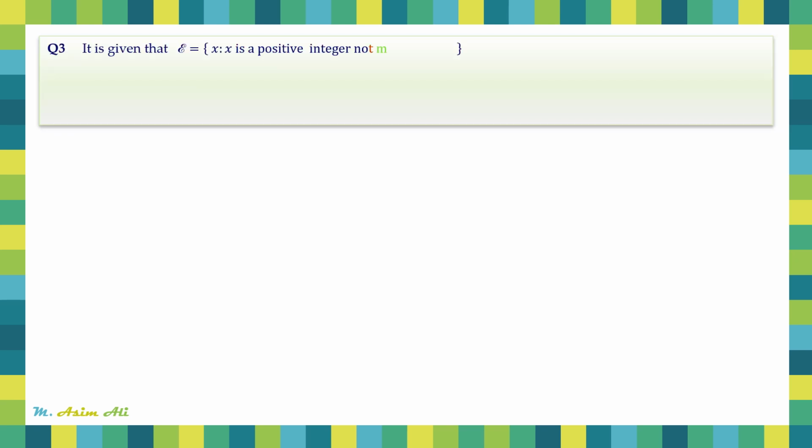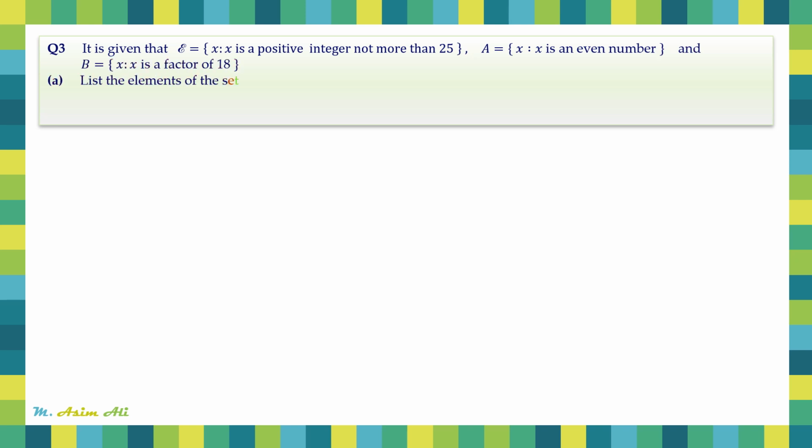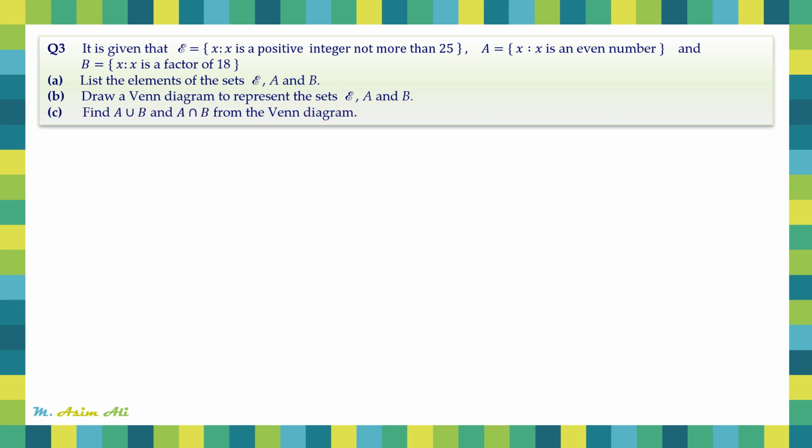In question number 3, we have been given a universal set, which is a set of elements x such that each x is a positive integer not more than 25. All positive integers which are equal to or less than 25 will come in this set. Set A is the even numbers. Whatever set A is, it should come from the universal set. No element in set A is going to come out of the universal set. And set B is a set of factors of 18.